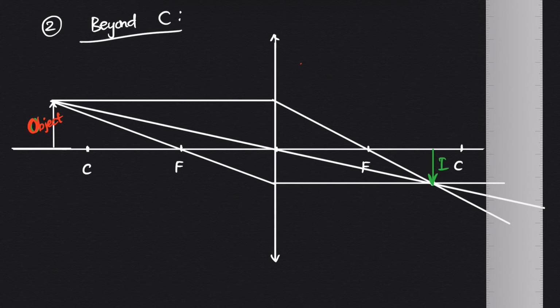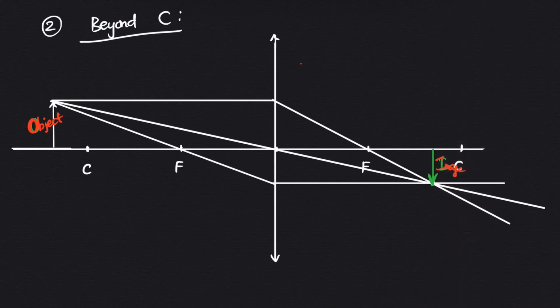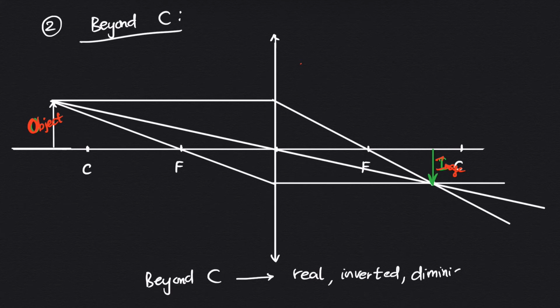So there is the object and here is the image. Notice that if you look at the actual image here, when you draw it beyond the center of curvature, the first thing we notice is it's still a real image, meaning that it's on the opposite side. It's also inverted, and it's also diminished this time. The reason it's diminished is because we have drawn the object beyond the center of curvature.